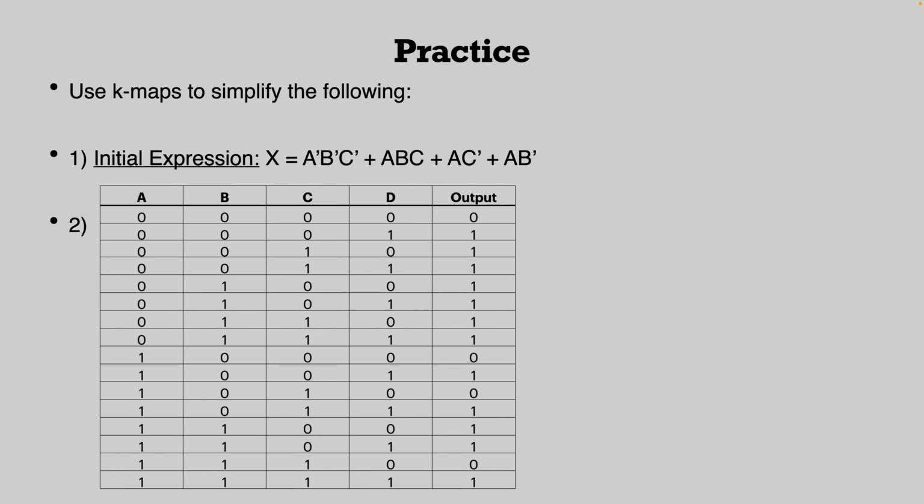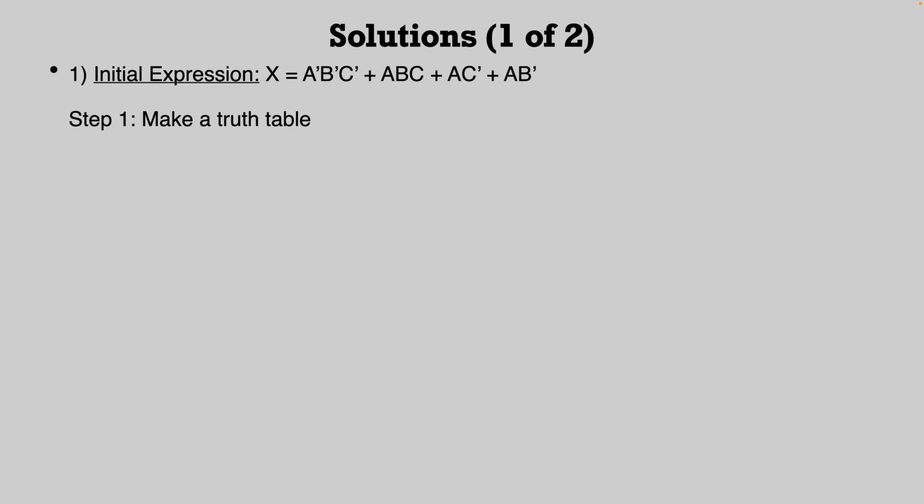Alright, so for our practice today, I want you to use K-maps to simplify the following. So first we have an initial expression, and then second we have a truth table. And here's a little hint. For the first one, you're going to want to make it into a truth table, like the second one. The only difference at that point would be that the top one has 3 variables instead of 4, like the bottom one. So pause the video now to do these yourself, because I am going to start going over the solutions in 3, 2, 1.